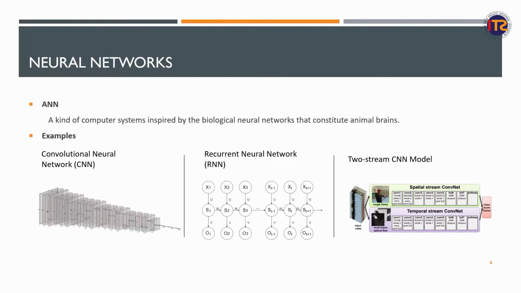So we take a closer look at neural networks. Again, I know many of you are very familiar with neural networks. We start with ANN. ANN is a kind of computer system inspired by biological neural networks that build animal brains. We start with the convolutional neural network, where the networks are arranged into layers. And then we move to the recurrent neural network, RNN. Here we introduce the temporal information into the network. Recently, we also have the two-stream CNN model. It's an extension. We have two streams: one is the spatial stream, and the other track is the temporal stream.